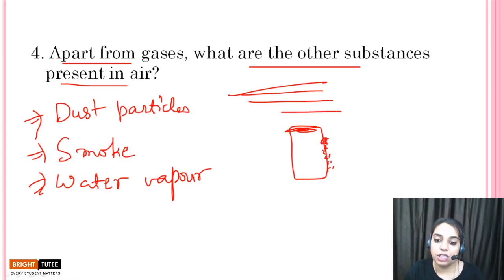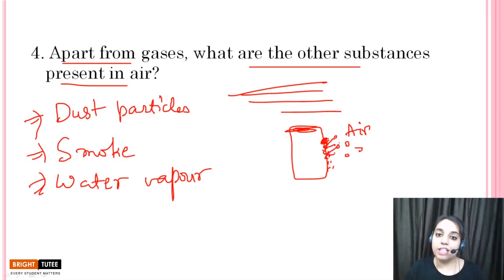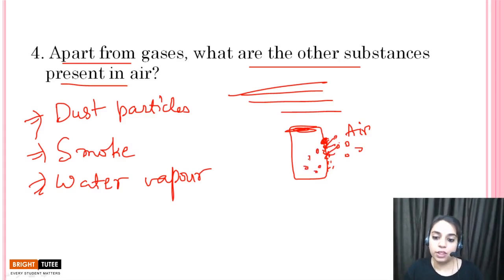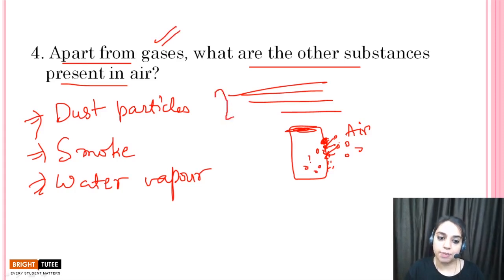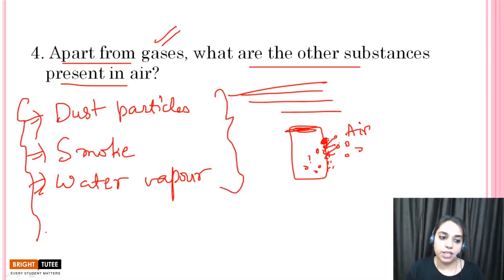From where did these water droplets come? They came from the atmosphere, the air which had water in the vapor form. So when it came in contact with the cold surface of the tumbler, it condensed back into the liquid form, and that is why we were able to observe the water droplets on its surface. So apart from the gases, dust particles, smoke and water vapor are present in the air.